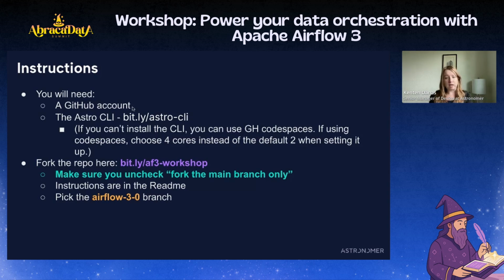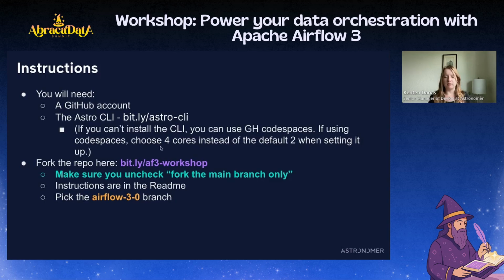Again, for this, you're going to need a GitHub account, and then you have to run Airflow locally. So your two options for doing that that we have set up here are either using the Astro CLI, which is free for everyone to download. It does run on a container service like Docker or Podman. So if you can't install the CLI, the repo that I'm going to share is set up to use GitHub Codespaces. So after you fork the repo, you can run it that way. There are instructions for doing so in the README in the repo.